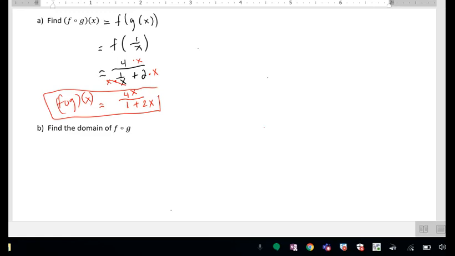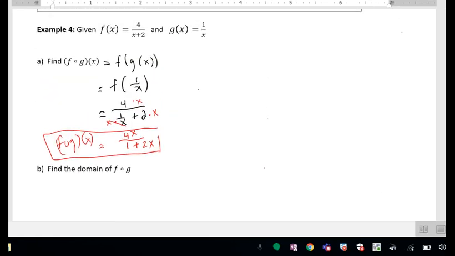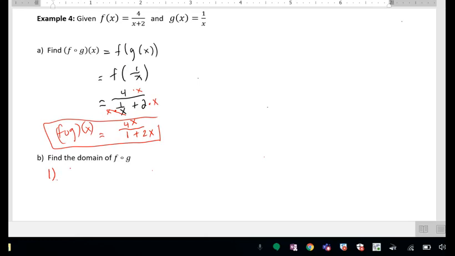So that says find the domain of f composed with g. So the first thing is to look at the second function. In other words, this inside function. So g of x is equal to 1 over x. And figure out what the domain is for that function by itself. Okay, so here we know that we cannot have 0 in the denominator. So x equals 0 is excluded. So my domain here is going to be negative infinity to 0, union 0 to infinity.